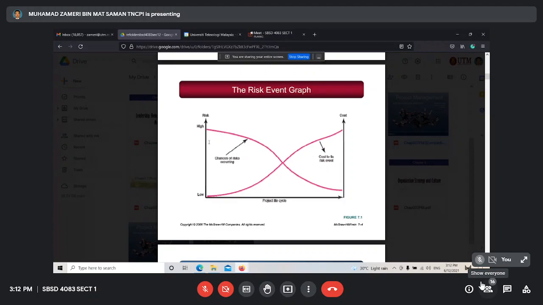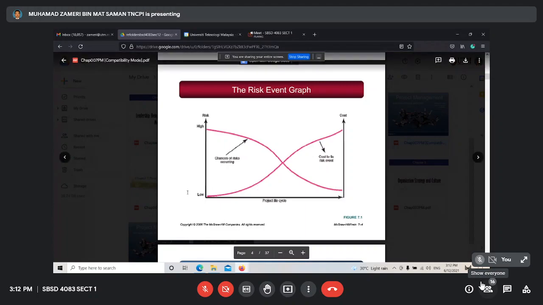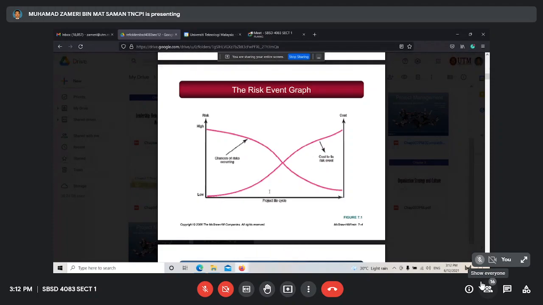And then we talk about the risk. At the beginning, you face very high risk because you just started the project. You don't know what will happen in the future. As time goes on, the risk gets lower and lower because your project is almost complete. When your project is complete, you have no risk, or only very small risk. So this is the graph for the cost and also the graph for the risk compared to the project life cycle.